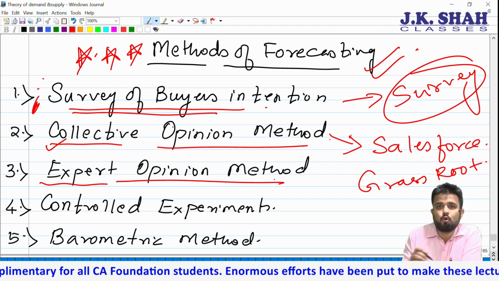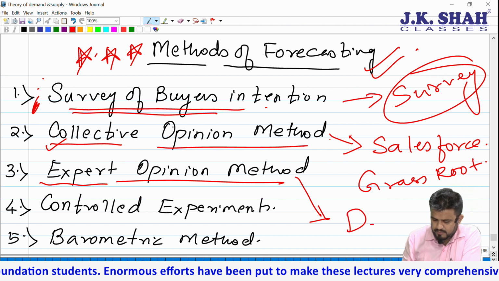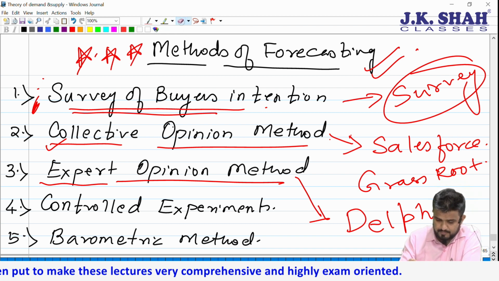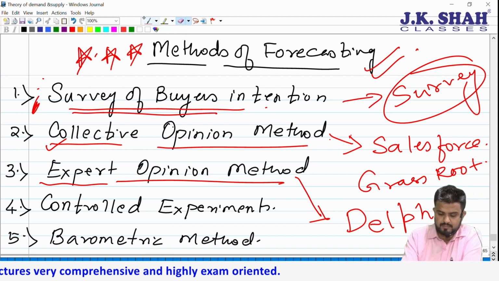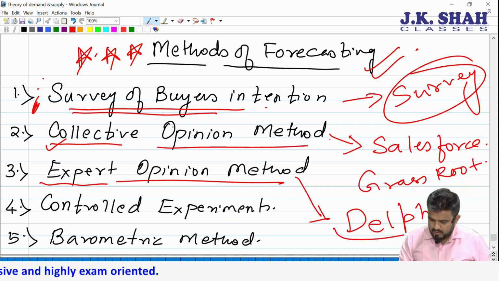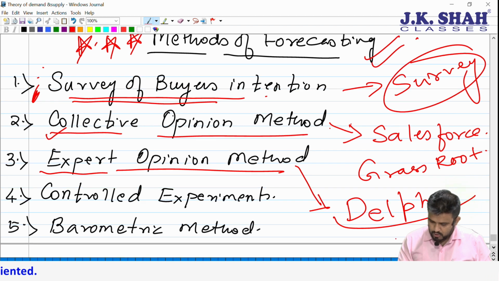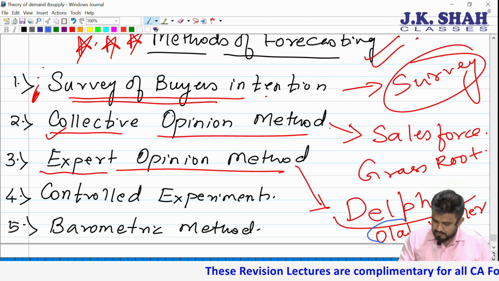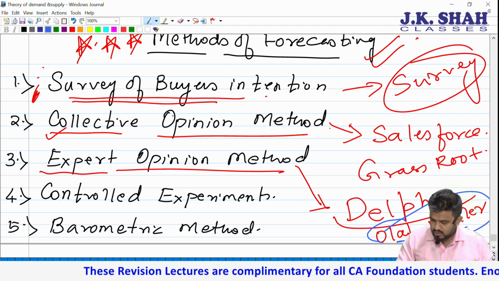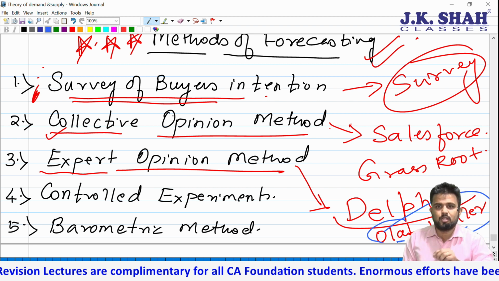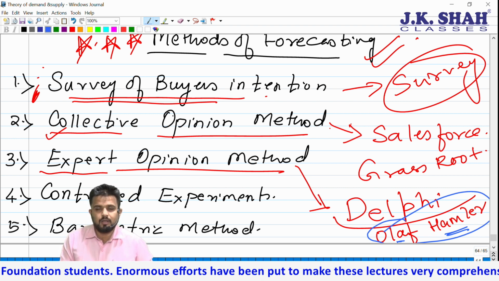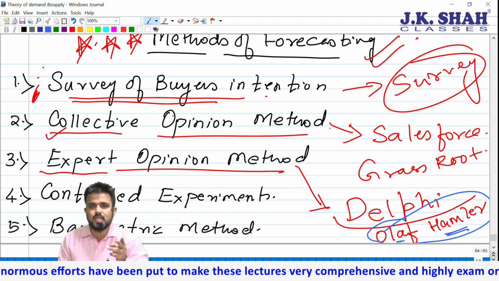Next comes the expert opinion method, which is also known as Delphi, or Delphi method. Another name for expert opinion. The concept was given by Olaf Helmer. Please remember this. This could be an MCQ. The concept of the expert opinion method or Delphi method is given by which person? Olaf Helmer. Now here, the company is not going to ask customers, neither is it going to ask salesmen.